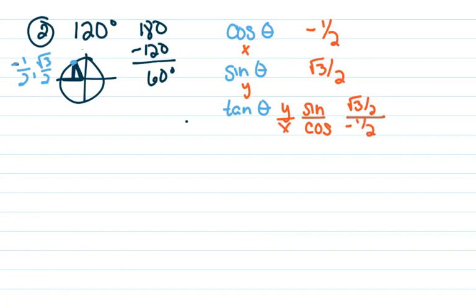All right, when we have a fraction over a fraction, we flip and multiply. Our 2's are canceling out. Looks like we have negative square root of 3 for our answer. All right, last example. Our angle is 330 degrees.